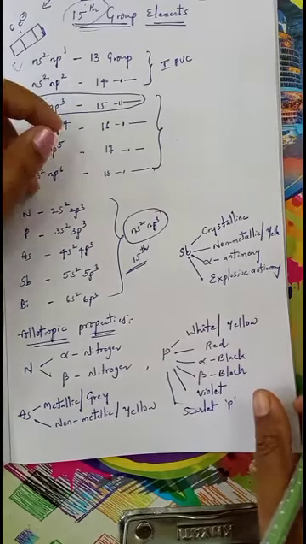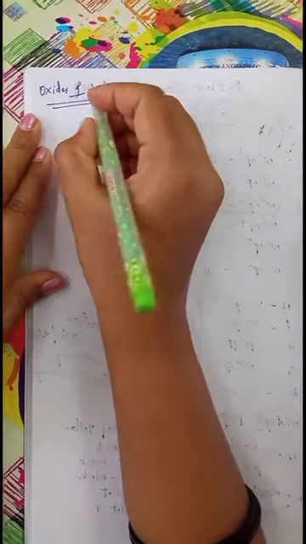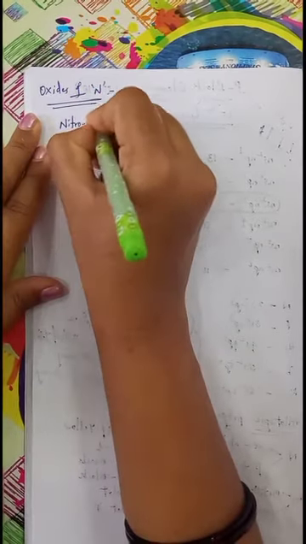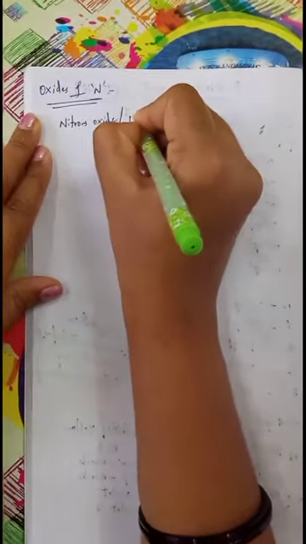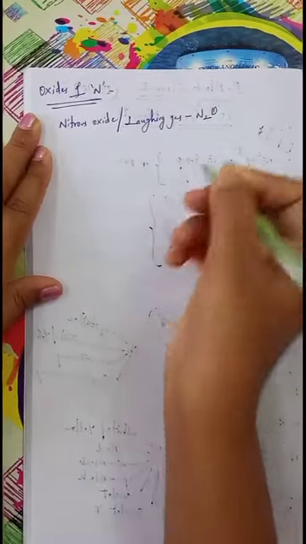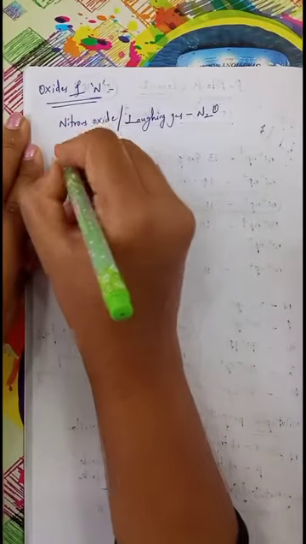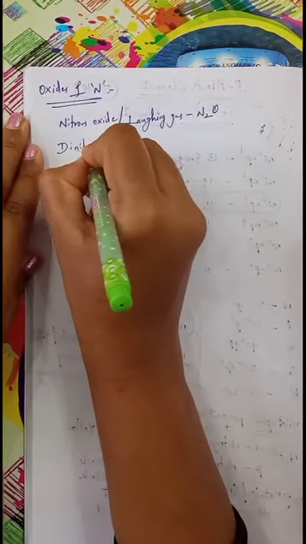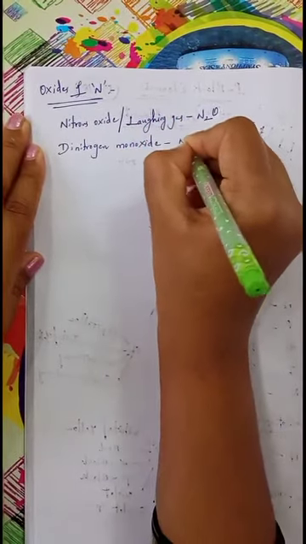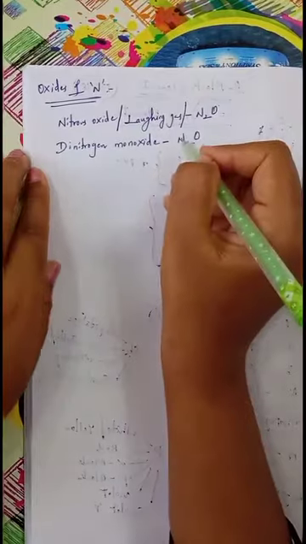Now we will discuss the oxides of these group elements. First, we will see the oxides of nitrogen. The first one is nitrous oxide, also known as laughing gas. The formula of laughing gas is N2O. It is also known as dinitrogen monoxide. Di indicates the presence of two nitrogens, and monoxide means one oxygen.